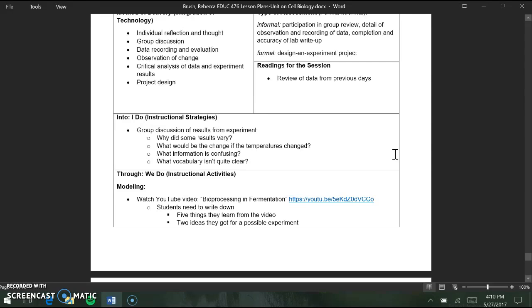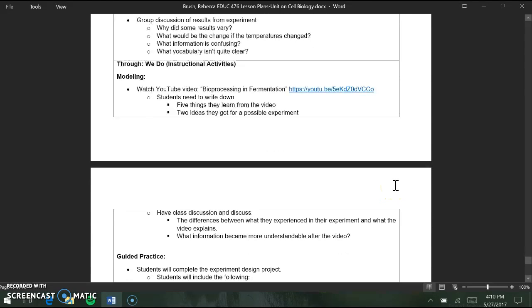It was neat because I was still there. The kids were still turning to me, asking me for information. I did have a video that we showed, a little bit longer than the other ones, on bioprocessing and fermentation. This was great because it gave them other things to look for. I had them write down 5 things they learned, 2 ideas they got for their experiment, because it gives information on what experiments there are. This was a jumping off point if they hadn't gotten very far on their experiment. Then the differences between what they experienced in the experiment and what the video explains, relating back to the lab we did, and what information became more understandable after the video.